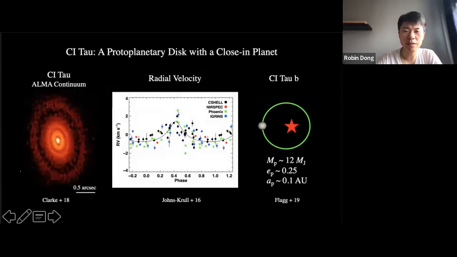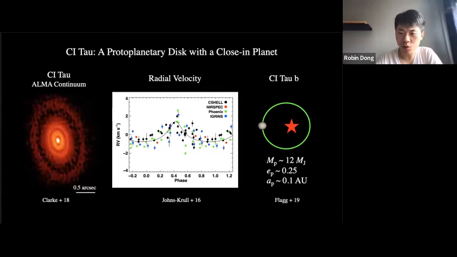The left panel here shows the ALMA continuum image of the CI Tau disk, which has a number of gaps and rings. This disk has a planet, although it might not have too much to do with all these rings and gaps. The middle panel shows the radial velocity curve of the star, in which Johns-Krull et al. infer the presence of a hot Jupiter. This planet is massive, 12 Jupiter masses, and has an orbit with an eccentricity of 0.25 and a semi-major axis around 0.1 AU. So we're talking about regions very close to the star.